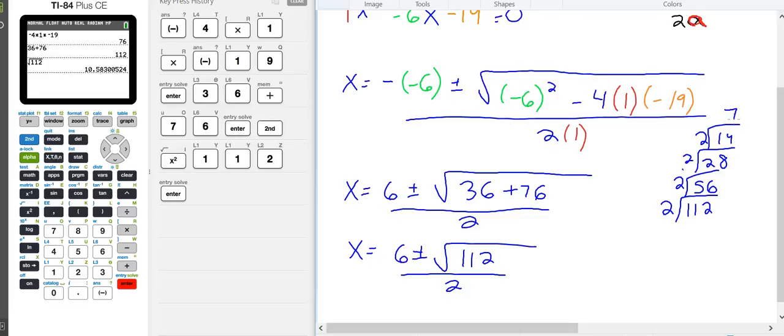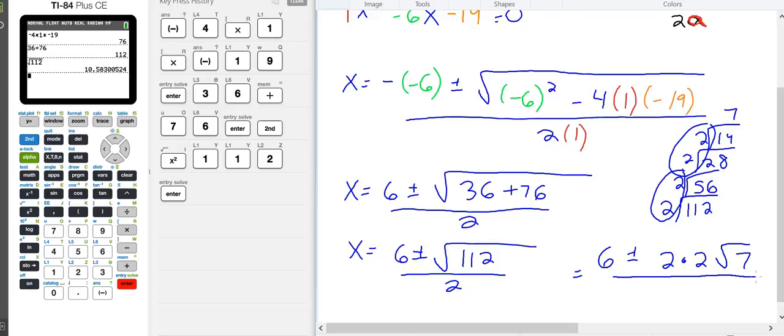We need to choose all of our doubles. In this case, our doubles are 2 and 2, and 2 and 2. We take one of each of our doubles, and we take it out. So we have 2 and then another 2. We leave our single inside. And now let's just transcribe the whole equation. 6 plus or minus 2 times 2 times the square root of 7 over 2.